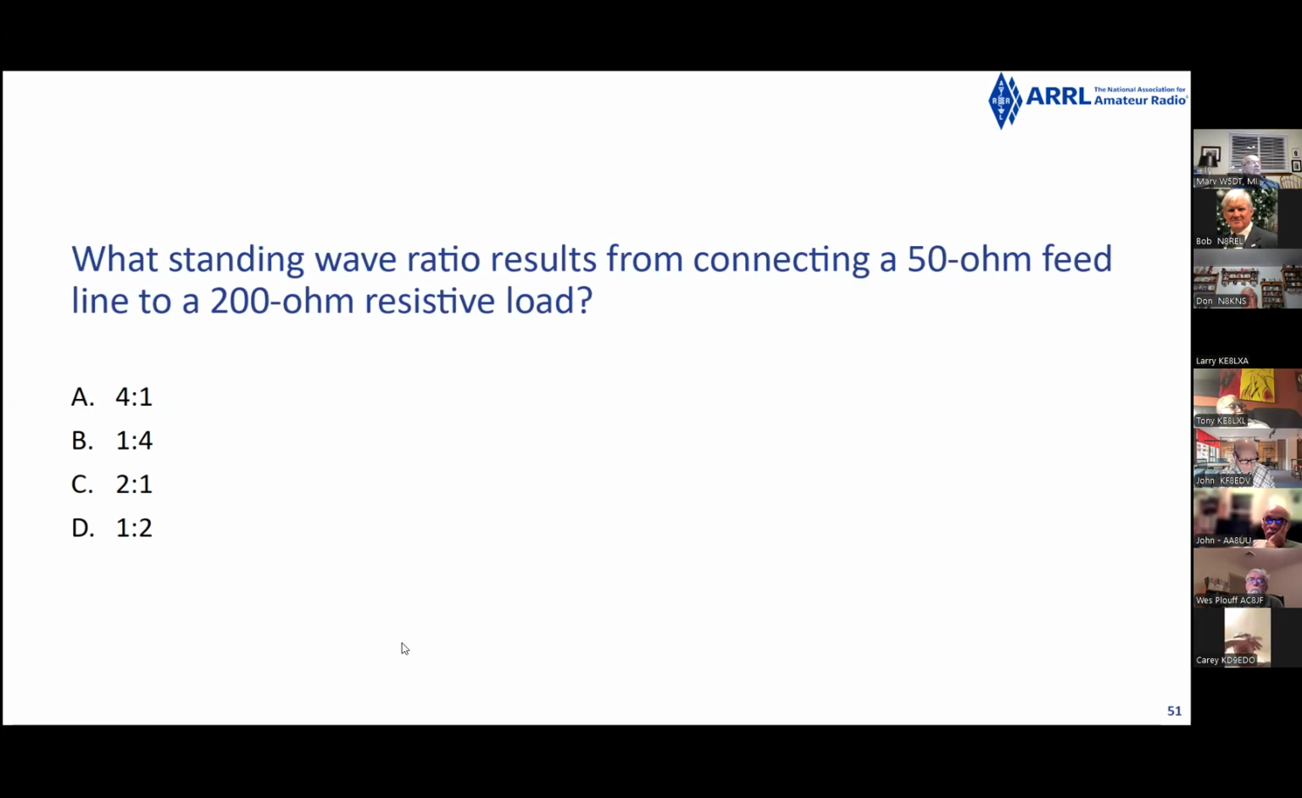What standing wave ratio results from connecting a 50 ohm feed line to a 200 ohm resistive load? Alpha. Yeah, alpha, 4:1. What standing wave ratio results from connecting a 50 ohm feed line to a 10 ohm resistive load? Delta. Yeah, delta. 5:1.